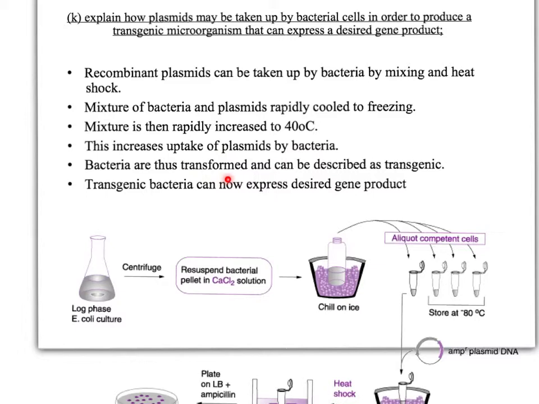Okay, we say that bacteria that has taken up a piece of foreign DNA has been transformed. Once they're transformed, the bacteria can then express that gene to produce, let's say, insulin. So just again, as always, showing that on a diagram.